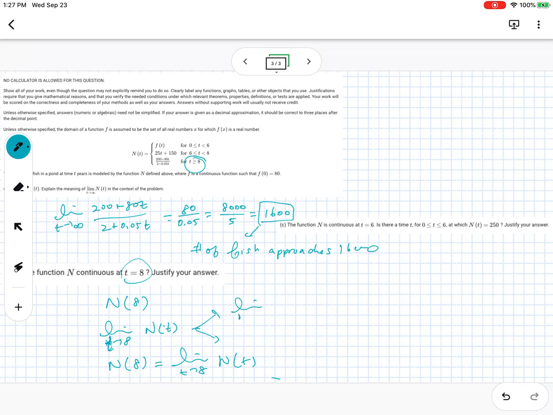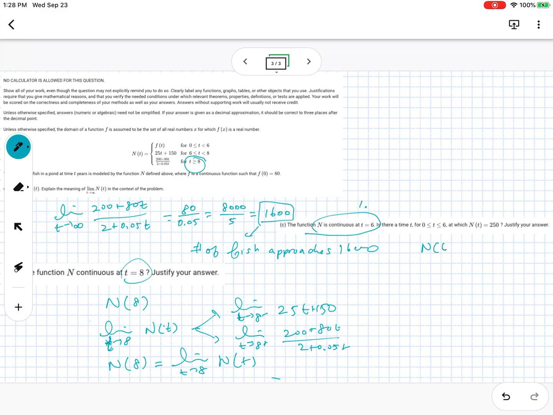So for 8, we need to check the left-handed and the right-handed. So limit as t goes to 8 from the left, and that would be the 25t plus 150. And then from the right, that would be the 200 plus 80t over 2 plus 0.05t. Okay, that's the idea. And then this one is the continuity thing.